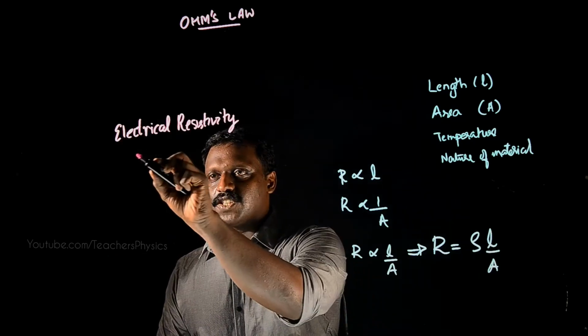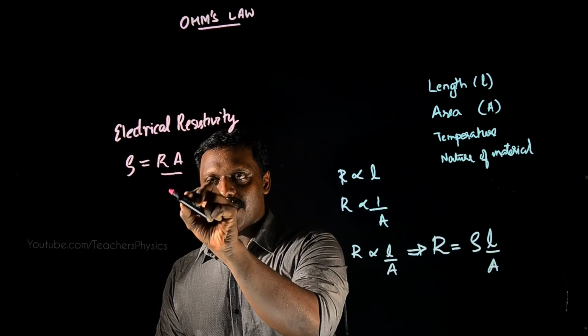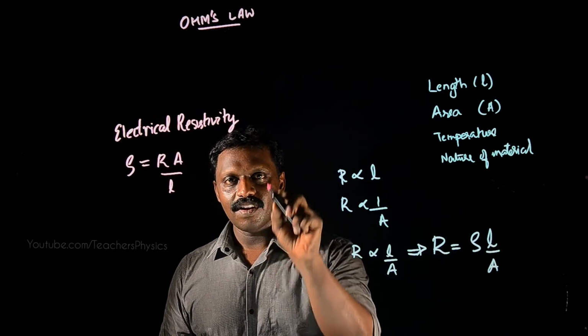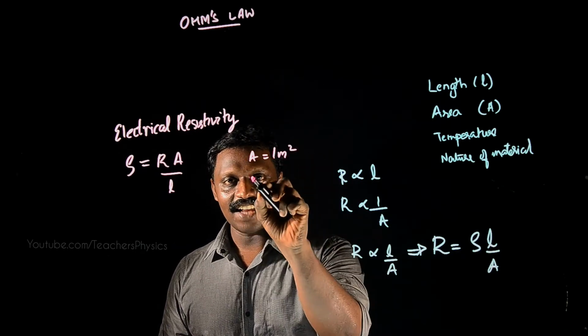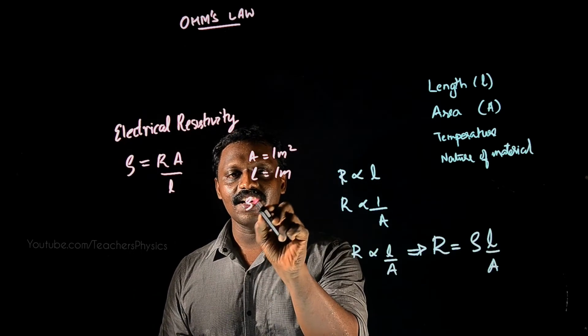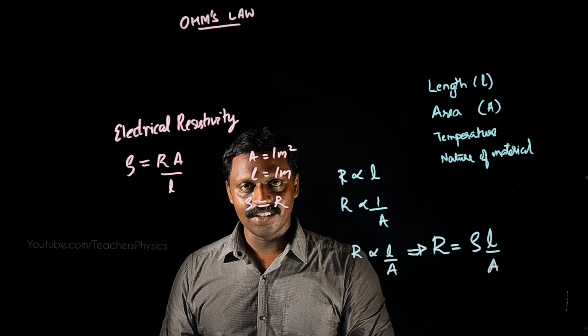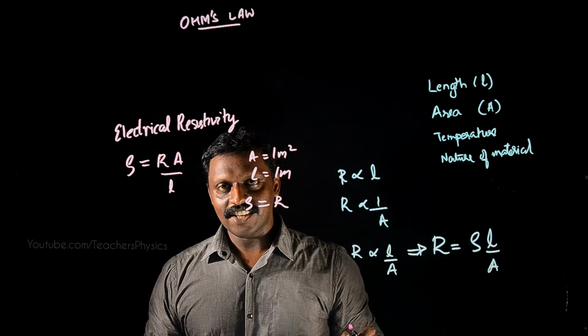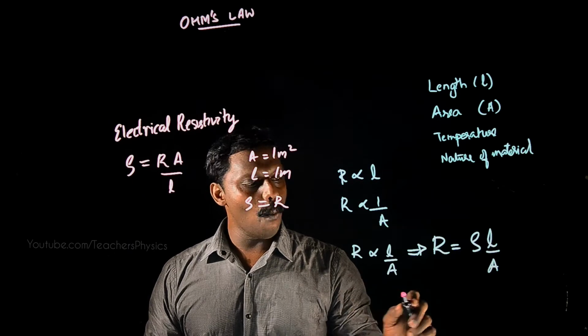The electrical resistivity, rho, can be written as R A by L. If the cross-sectional area is 1 meter square and the length of the conductor is 1 meter, then we can say that the resistivity of the material is numerically equal to its resistance. The SI unit of electrical resistivity is ohm meter.